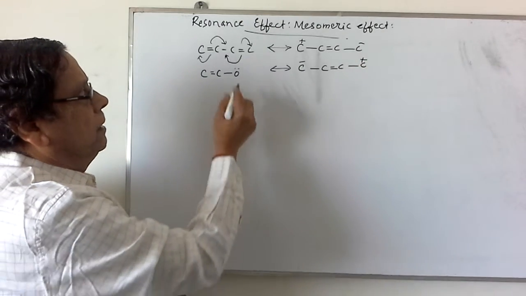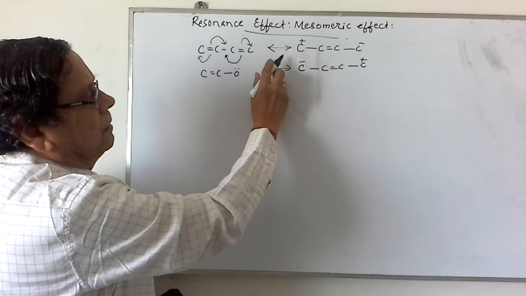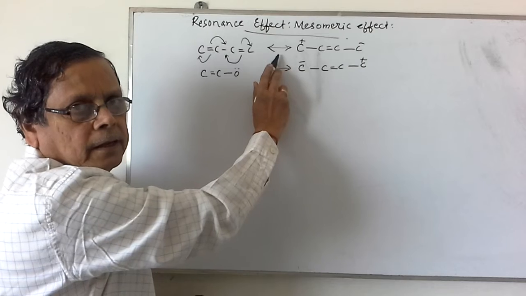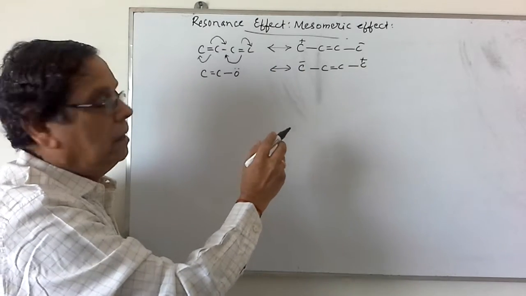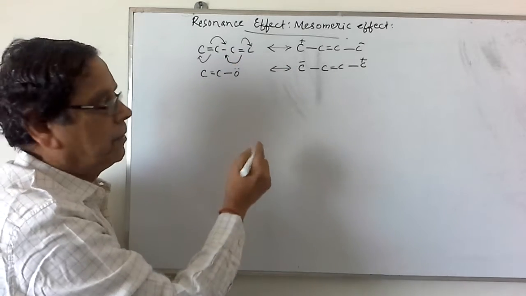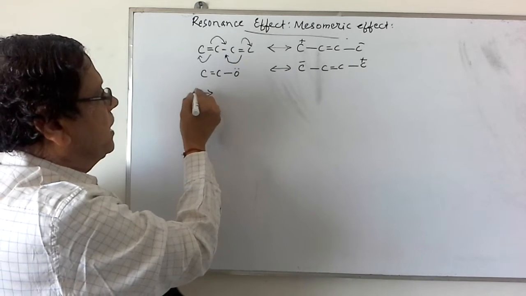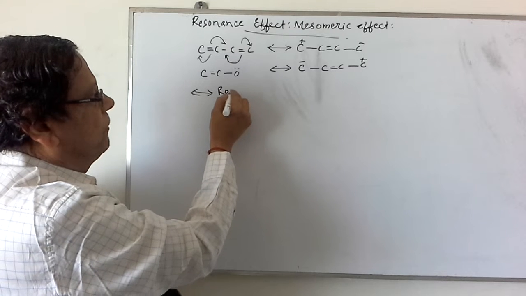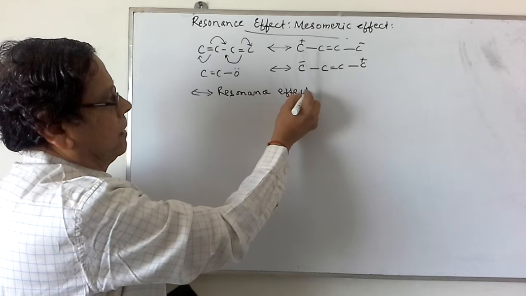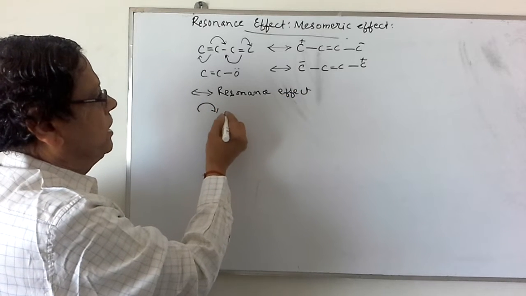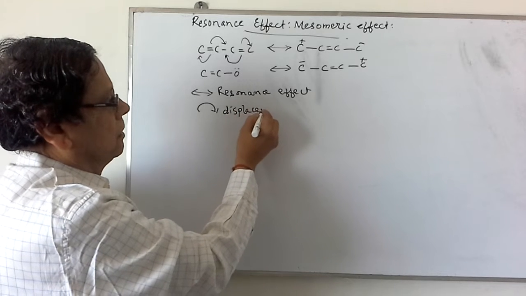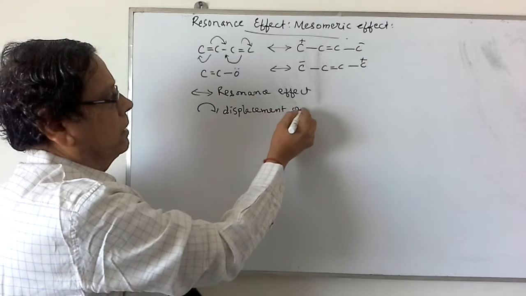And you remember, resonance structure, this effect, resonance effect is indicated by this type of arrow. That is a double-headed arrow. And the shifting of the electrons is indicated by the curved arrow. So, this sign indicates the resonance effect. And this curved arrow indicates displacement of electrons.